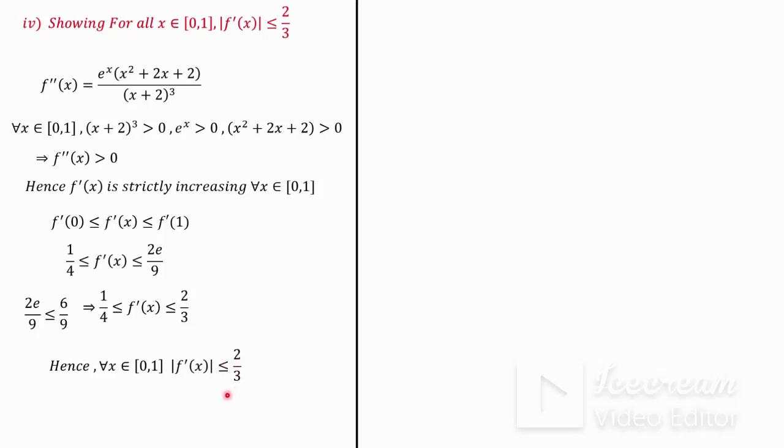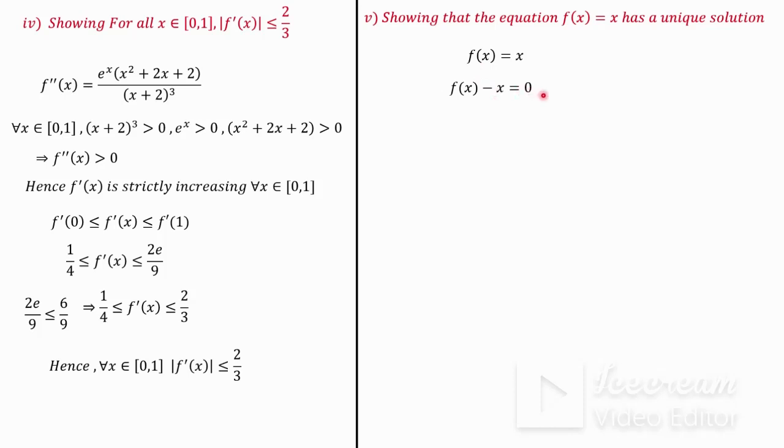Yes, so in Romans 5, we are being asked to show that the equation f of x equals x has a unique solution. So in order for us to show that the equation f of x equals x has a unique solution, we have first of all to obtain another function. That is, let us say f of x equals x, and from there we can send x to the left hand side, that is, we get f of x minus x equals 0, from which we can let p of x be equal to this, that is f of x minus x.